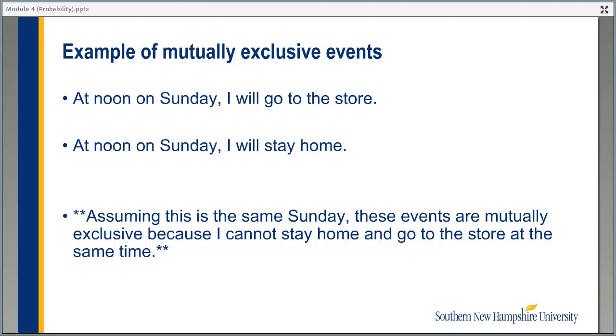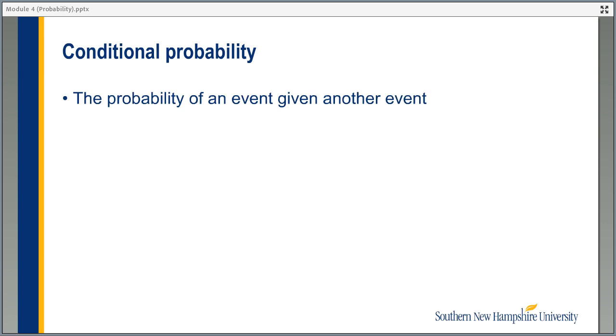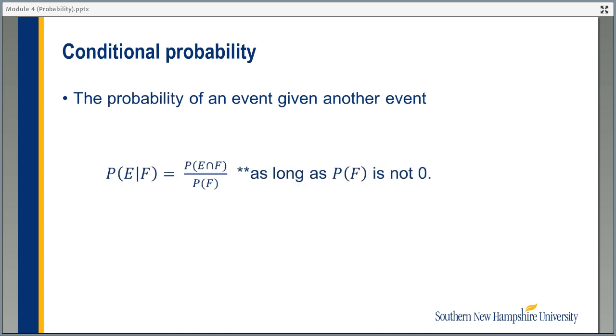Let's also quickly look at conditional probability. Conditional probability is the probability of an event occurring given that another event has already occurred. The notation to the left here is the way we write conditional probability. The vertical line is read as given. We can calculate the conditional probability of event E given event F by dividing the probability of the intersection of the two events by the probability of event F, as long as the probability of event F is not 0.